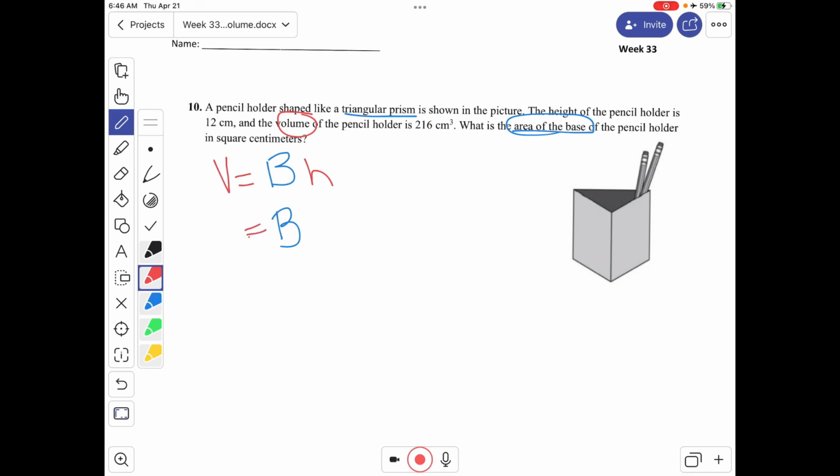It tells you the volume is 216. So underneath the capital letter V, we need 216. And it tells you the height is 12. And then you should be able to solve the equation for the capital letter B, which stands for area of the base.